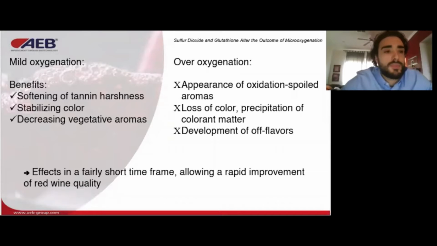In the introduction, the principles behind microoxygenation process are summarized. Mild oxygenation, in fact, can impart benefit to a broad range of red wines, contributing to softening the tannin's harshness, stabilizing the color, and decreasing the vegetative aromas. However, over-oxygenation can cause several serious issues, like loss of color and development of flavors. This practice, however, has become widely used in winemaking because it allows a rapid improvement of red wine quality in a fairly short amount of time.